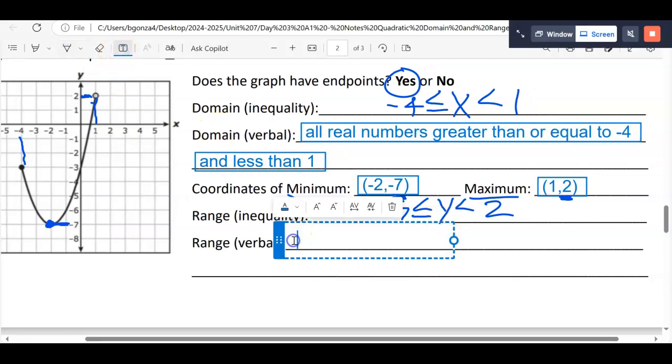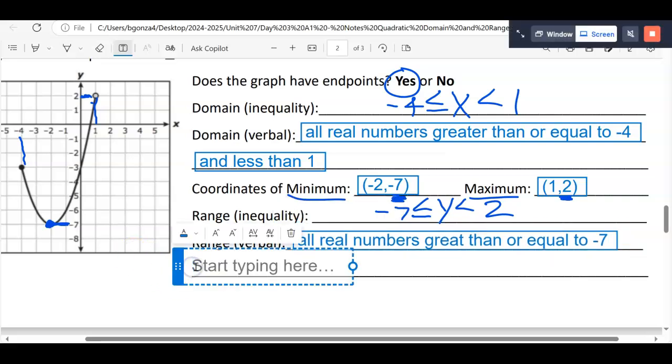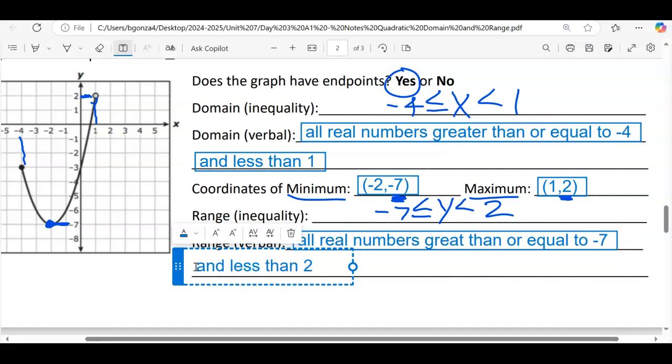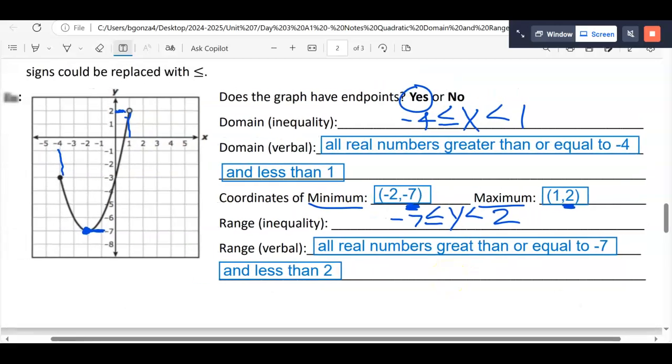You always start off with all real numbers greater than or equal to the least number, which is -7. So it's always greater than the least and less than the greatest. Okay. And remember, the reason why we put equal to is because this one's underlined. No equal to, not underlined. That was a lot all at once.